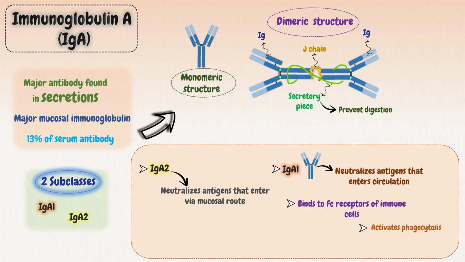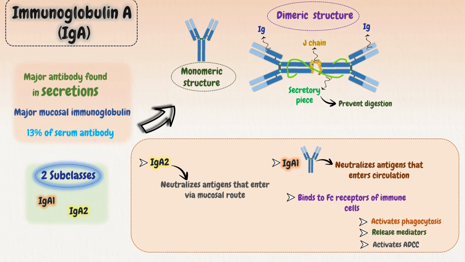IgA has additional functions via its Fc receptor, present on mononuclear cells and neutrophils, for activation of phagocytosis, inflammatory mediator release, and antibody-dependent cell-mediated cytotoxicity, ADCC. Another class of immunoglobulin is IgD. It is present as a monomer and weighs around 180 kilodalton. It comprises less than 1% of the total antibody content in serum.